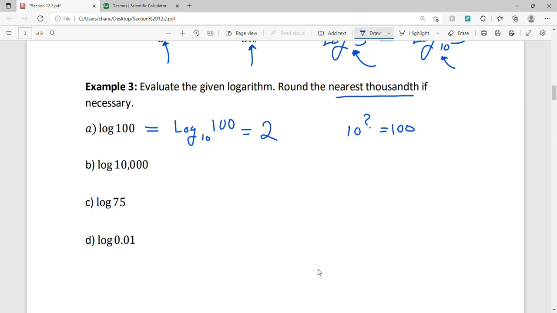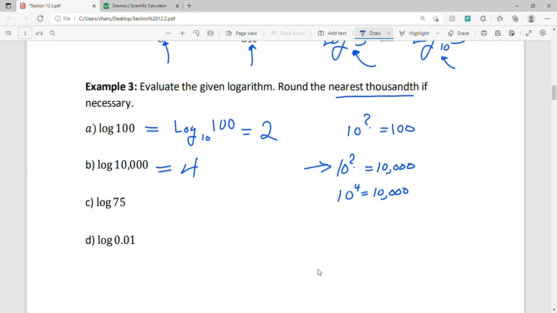In part B, again, the base is an invisible 10. 10 to what power gives us 10,000? And you could quickly check that with a calculator. I know 10 to the 4th is going to give me 10,000. That means log of 10,000 is equal to 4.